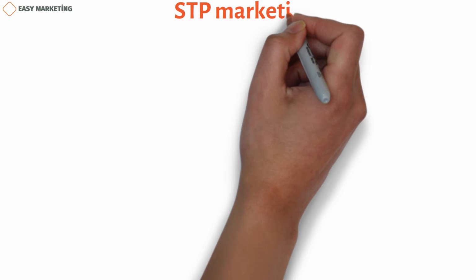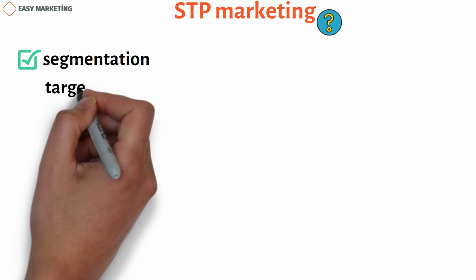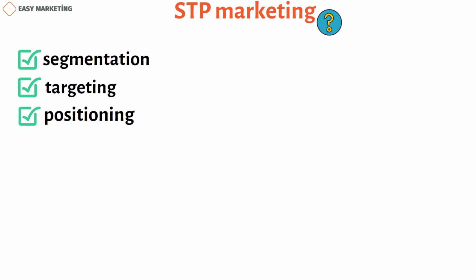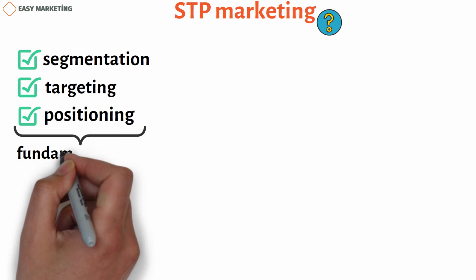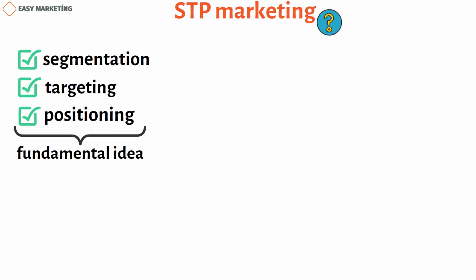What is STP marketing and how does it work to increase sales and conversions? We examine the framework of segmentation, targeting, and positioning using examples from real-world situations. A fundamental idea in contemporary marketing is segmentation, targeting, and positioning.